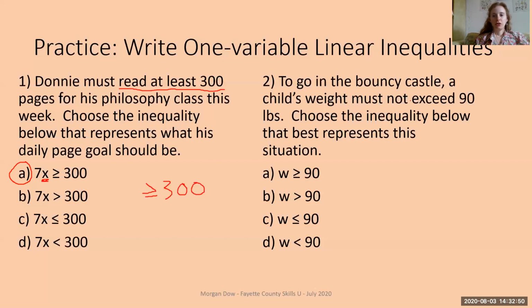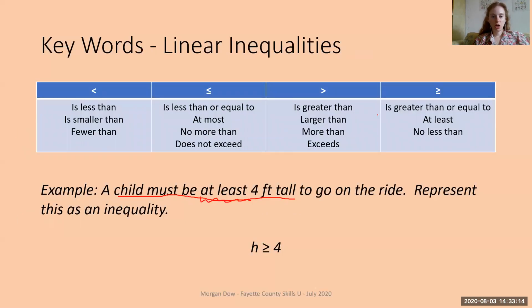All right, number 2. To go in the bouncy castle, a child's weight must not exceed 90 pounds, not 20 pounds, 90 pounds. Choose the inequality below that best represents the situation. All right, well, I'm going to focus in on my keywords here. It says the weight must not exceed 90 pounds. We go back to our keywords chart here.